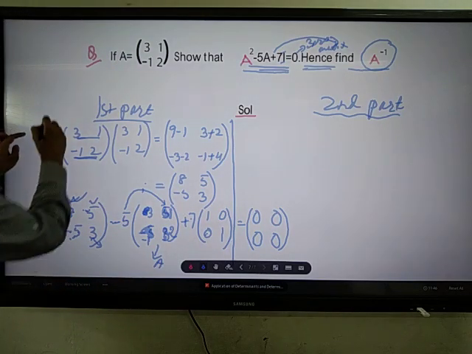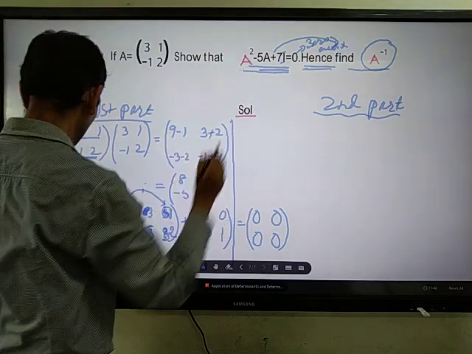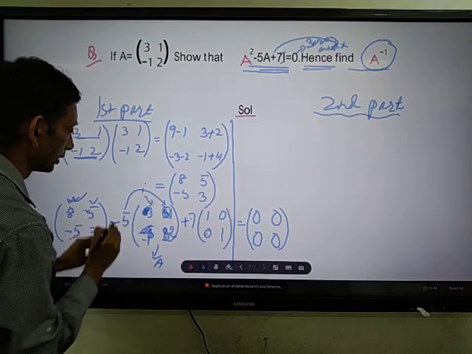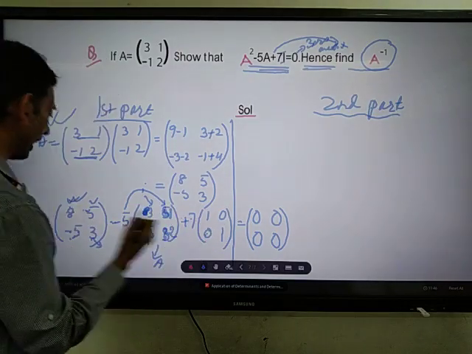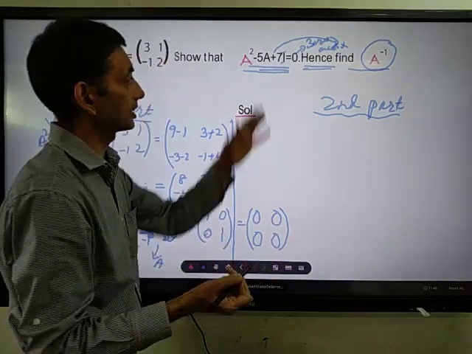Okay, that is first what we have done, we are calculating A squared, then A squared minus 5A plus 7I, and let's calculate, all the entries will be 0. So hence the first part is proved.